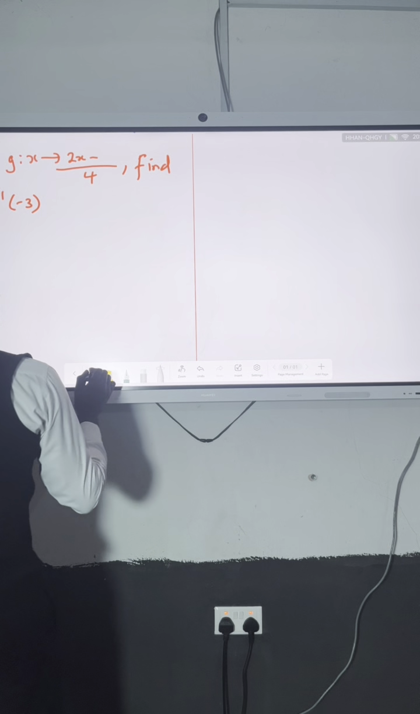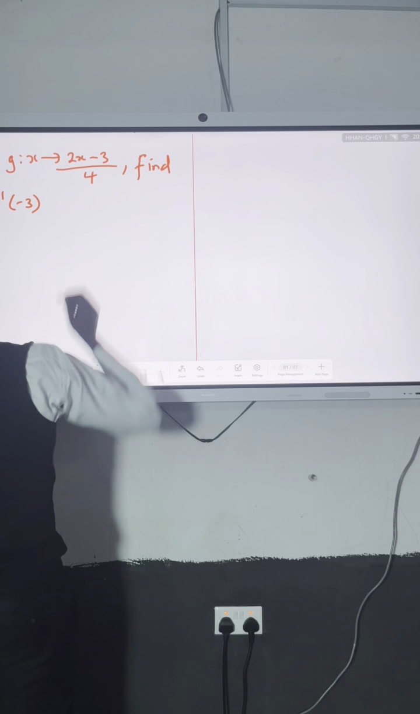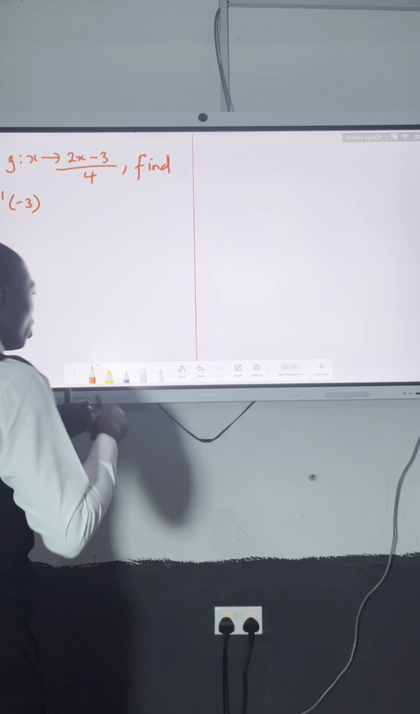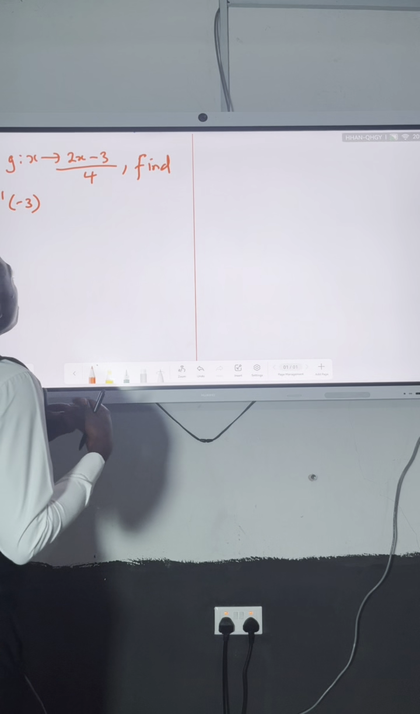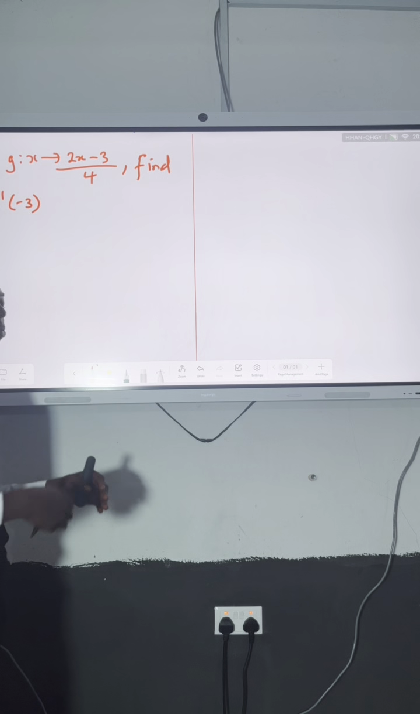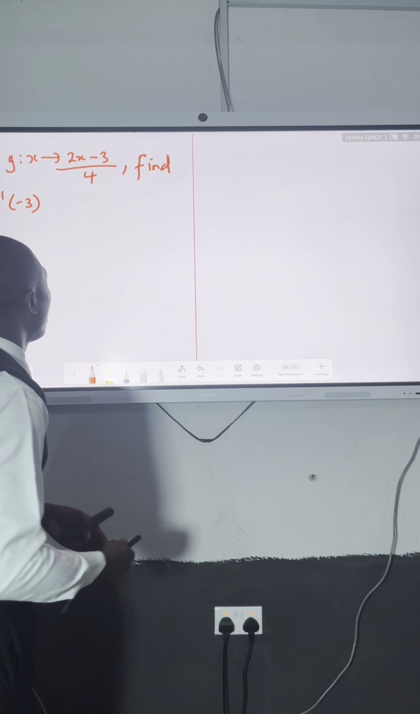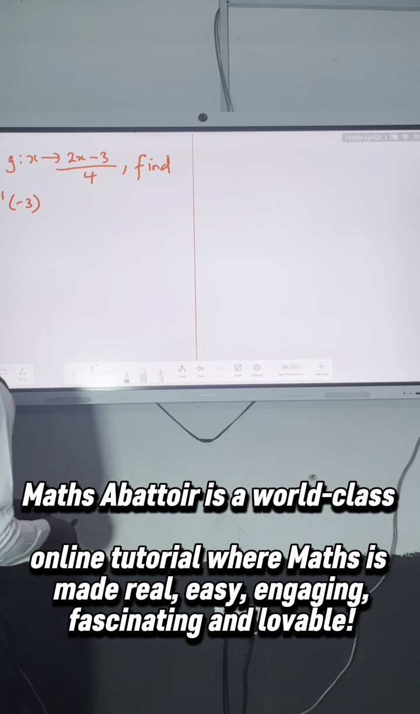Okay, so g is a what? Is a function. What does it do? It takes the input x. What does it do to it? It multiplies it by 2, remove 3. Finally, divide the answer by what? By 4, and then it brings out the answer as an output.